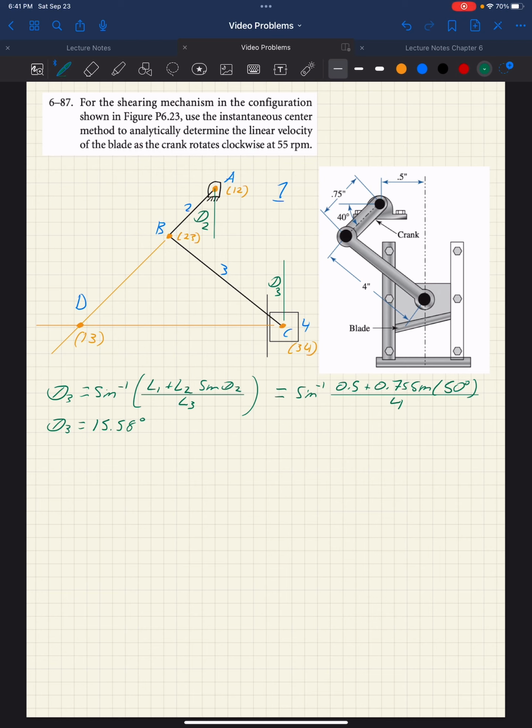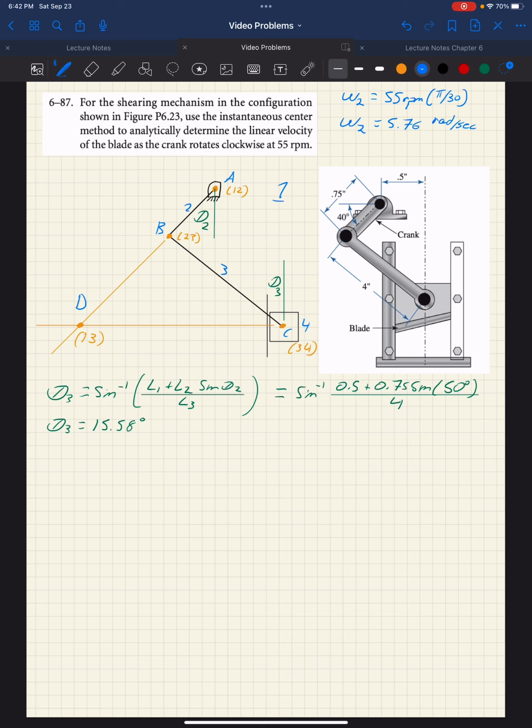All right, we're given the crank angular velocity in RPM, but we're going to want that in radians per second. If we're going to put it in an equation, you should know by now we need it in radians per second. So we'll just do it up here. Omega 2 is equal to 55 RPM, times pi over 30 to put us into radians per second. So omega 2 is equal to 5.76 radians per second.